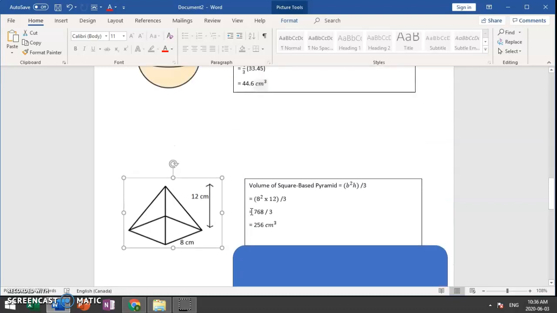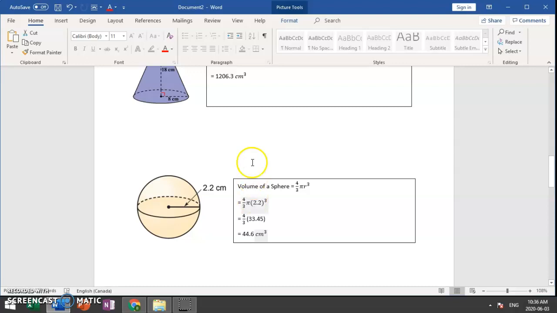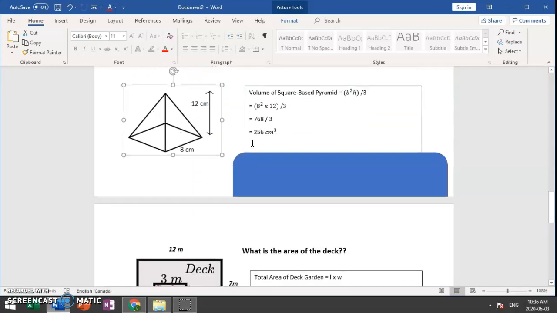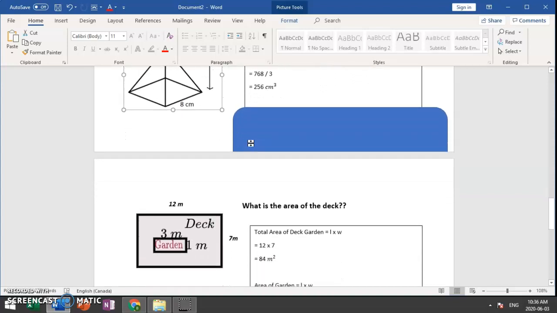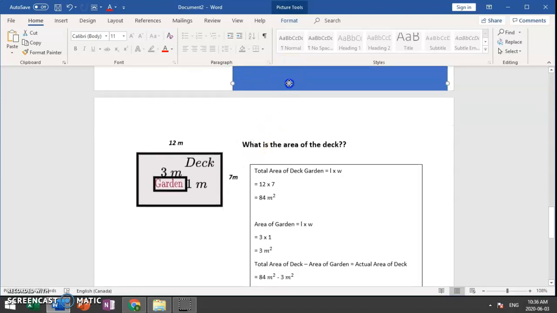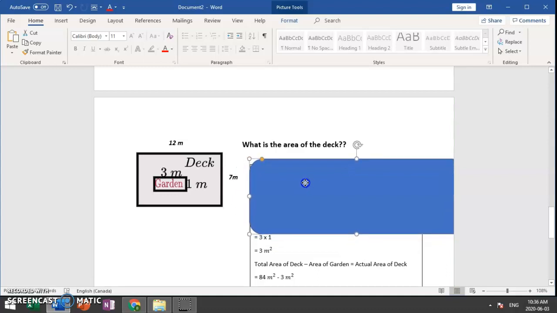All right. Before I end the video and post our wrap-up assignment for this measurement topic, I wanted to go over a couple of trickier questions that you're going to have to do by yourself on this assignment. So just real quick, what is the area of this deck? It gives us a little diagram to the left here of a deck with a garden in the middle of it.